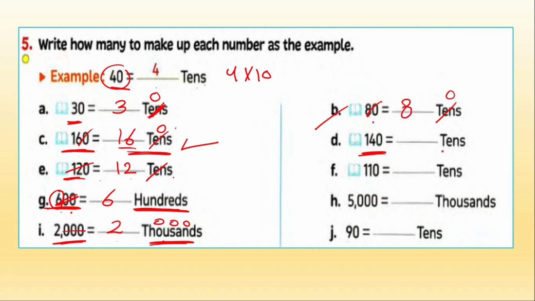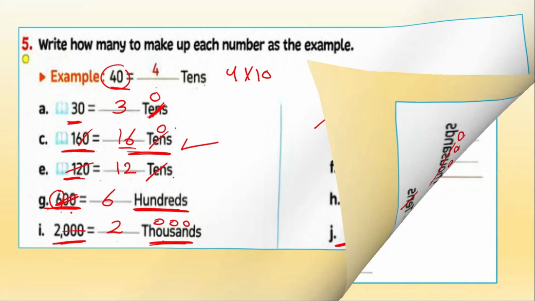140 equals how many tens? Cancel 0 with the zero, the rest will be 14. 110, cancel 0, cancel tens, the rest will be 11. 5000, how many 1000s? We already said 1000 has 3 zeros, so cancel 3 zeros and the rest is 5. 90 tens, so cancel 0, cancel 0, the rest is 9.